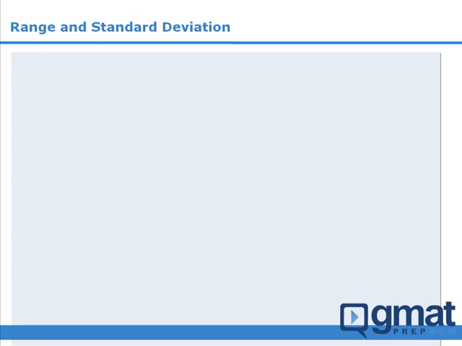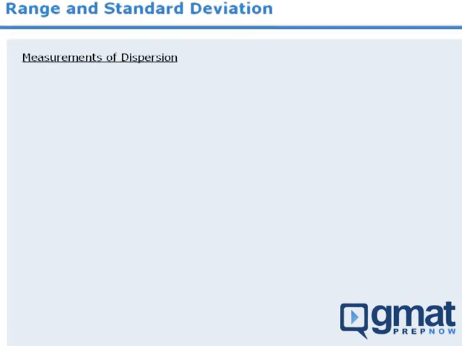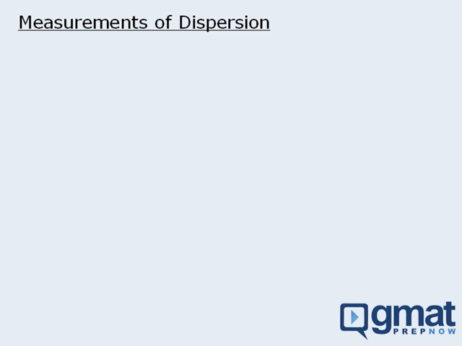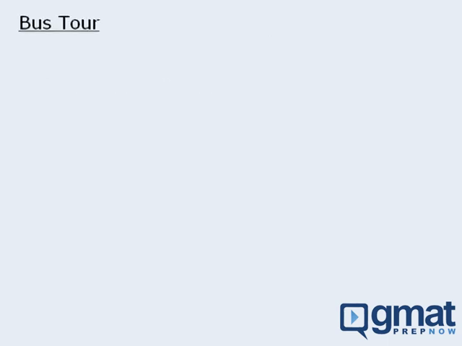In this lesson, we will examine two ways to measure dispersion. In other words, we will examine ways to measure the degree to which a set of numbers are spread out. The first measurement we will look at is range, and the second is standard deviation. Now, to set the stage here, please consider the following scenario.